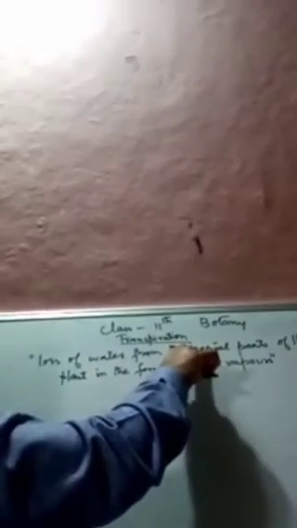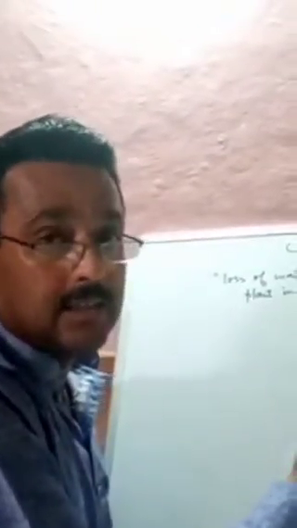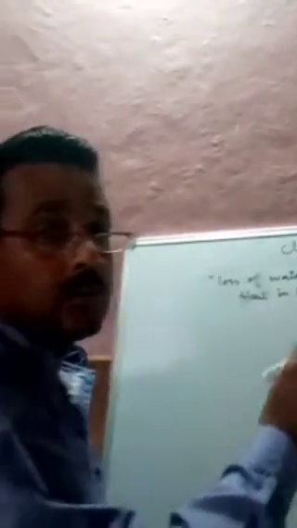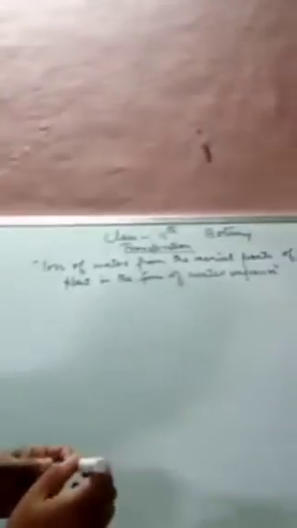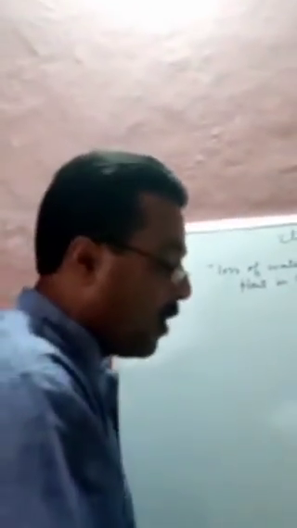Now, what do we mean by transpiration? It is mainly the loss of water from the aerial parts of the plant, that means the above ground parts of the plant, in the form of water vapors. Last time we have also discussed guttation. Guttation is also the loss of water in the form of tiny droplets, and this takes place through the hydathodes, which are small pore-like structures found on the margins of the leaf. Here, transpiration is the loss of water from the aerial parts of the plant in the form of water vapors.